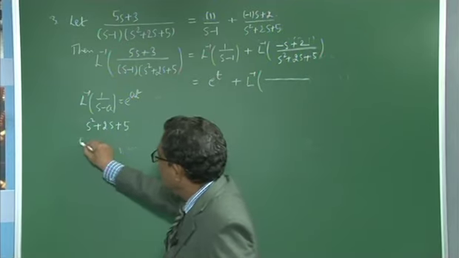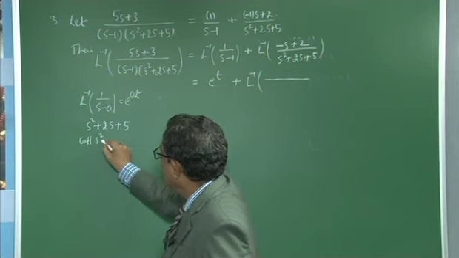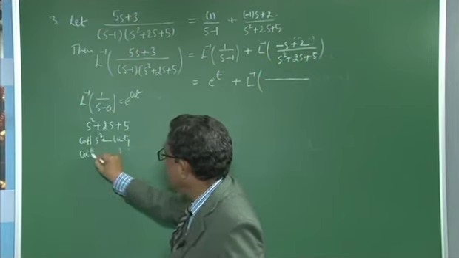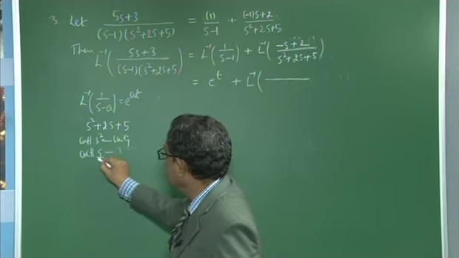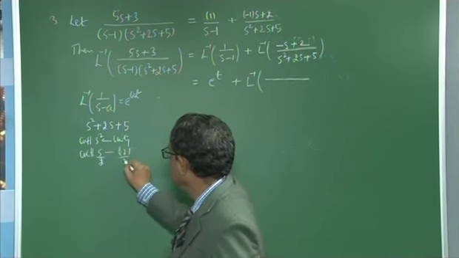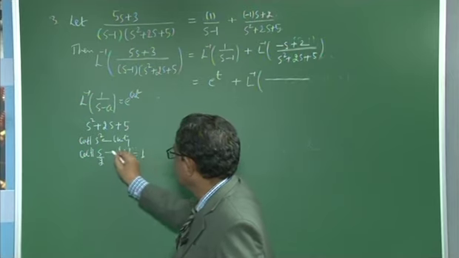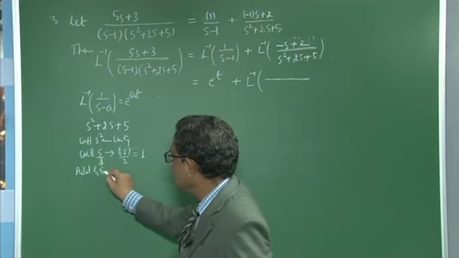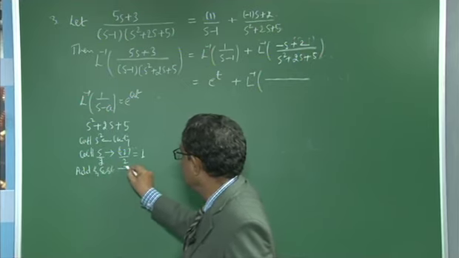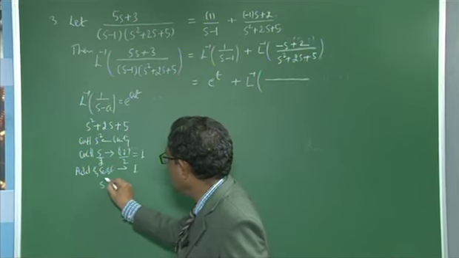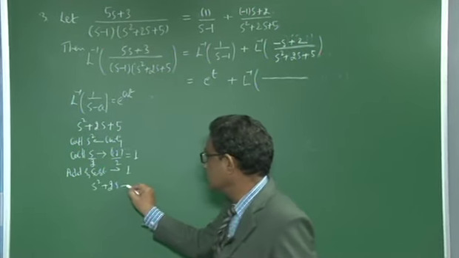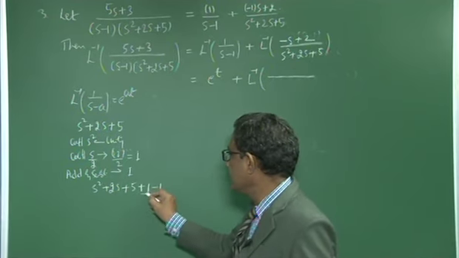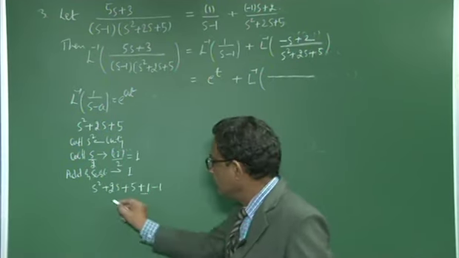The coefficient of s square is already unity, and the coefficient of s divided by 2, that is 2 by 2, is 1. Then add and subtract 1. Then what will you get? s square plus 2s plus 5 plus 1 minus 1. Add and subtract 1. Now what will you get?